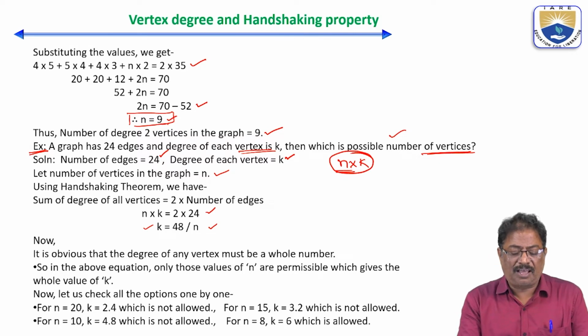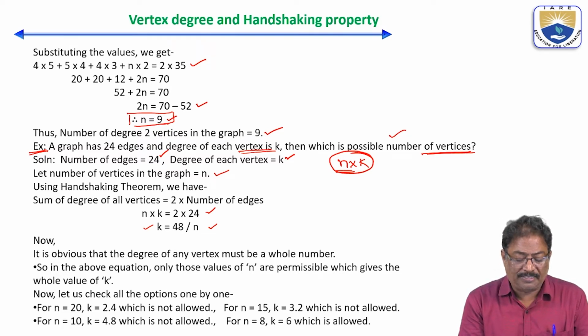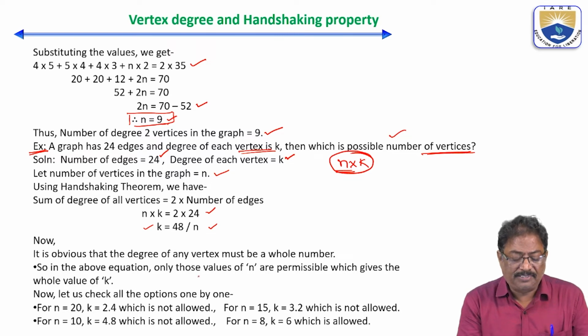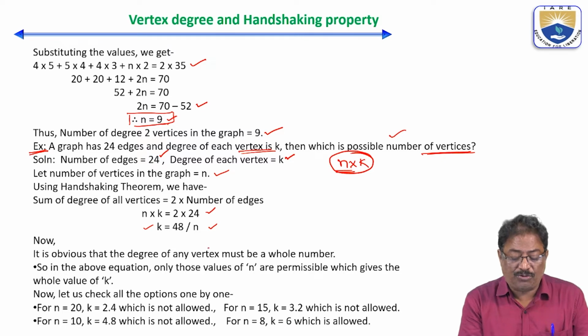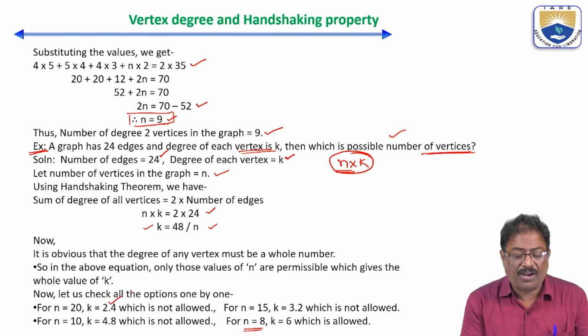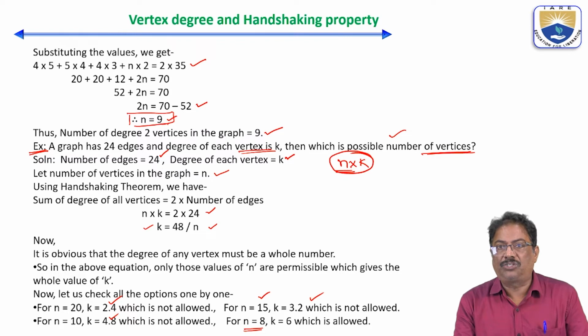Here, by trial and error, I am going to take some numbers which are divisible into 48. So we take n is equal to 8. Then it is going to be divisible. If I take n equal to 20, I get a fraction. n equal to 10, another fraction. n equal to 15, another fraction. Fractions will not be allowed, because the degree should be a whole number.